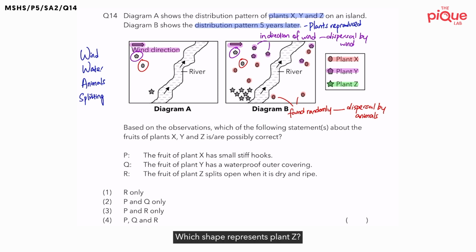Which shape represents plant Z? It is the star shape. We transfer that information to diagram B and we highlight where we can find the rest of plant Z. It seems to me that all of plant Z is clustered around the parent plant. And so, what dispersal method is this? This is dispersal by splitting.